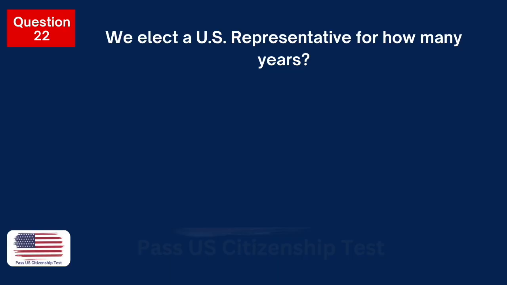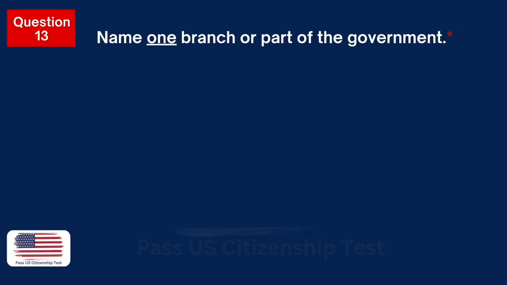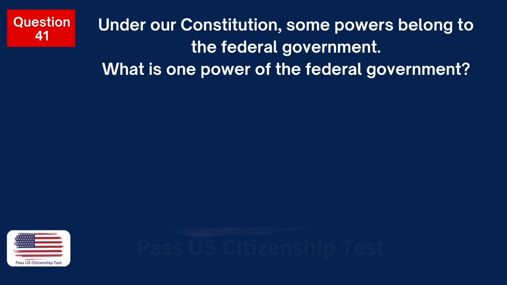We elect a U.S. representative for how many years? 2. Name one branch or part of the government. Congress. Under our Constitution, some powers belong to the federal government. What is one power of the federal government? To print money.